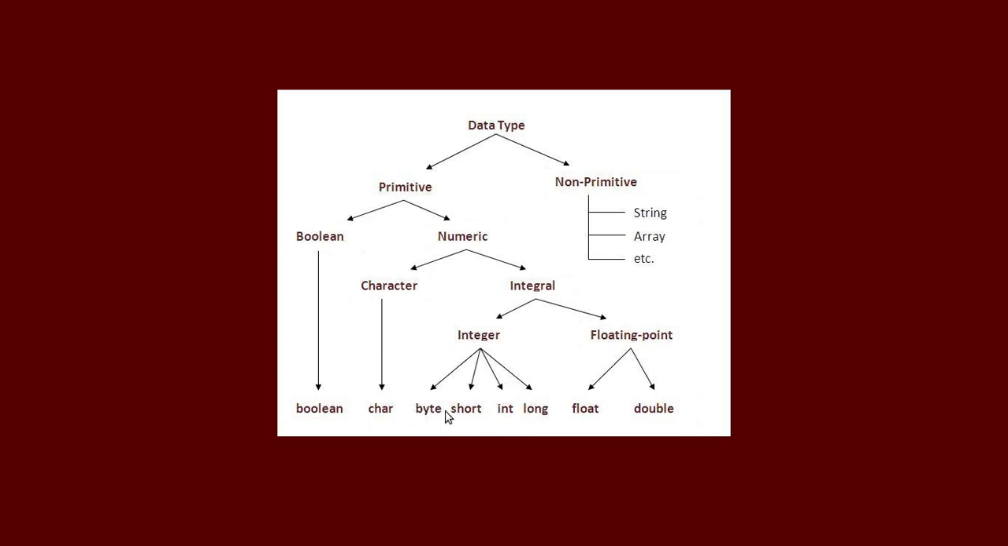Integers are byte, one of the lowest range, from minus 128 to 127. Okay, short is higher than the byte, and then long. Okay, the float and double. So float is 4 byte and double is 8 byte. Okay, this is the data types, primitive and non-primitive.